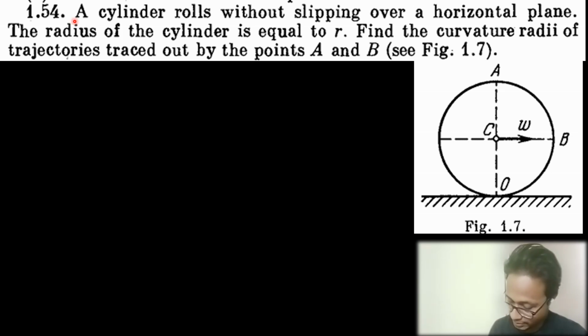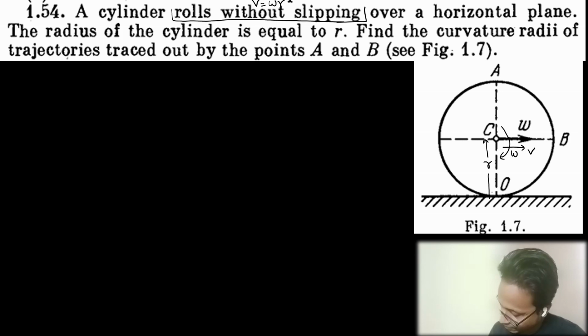Okay, let's read this question. A cylinder rolls without slipping. That means this is a condition of pure rolling. Pure rolling means v equals omega r, or the velocity out here should be equal to omega into r.